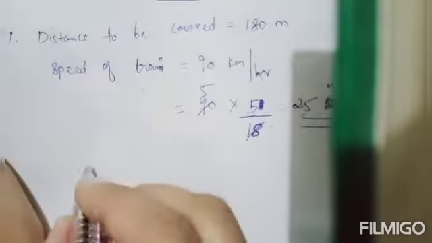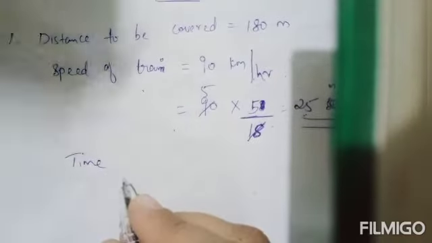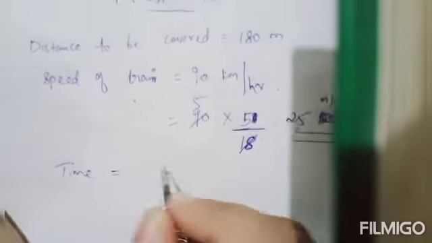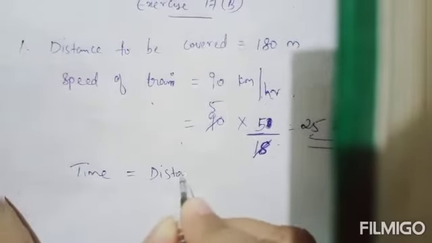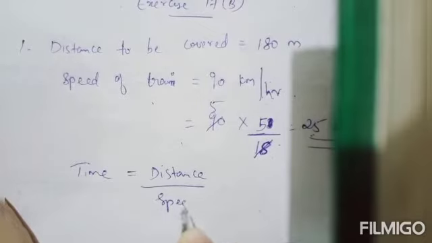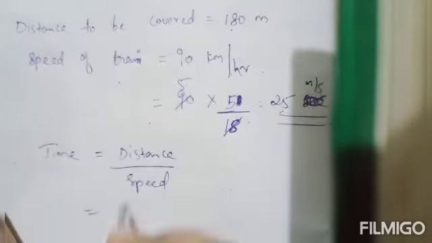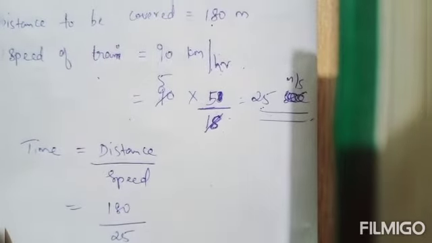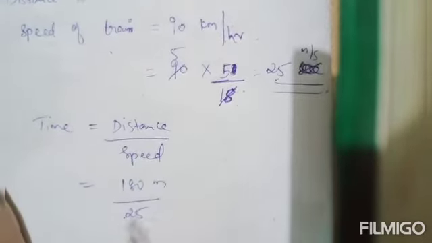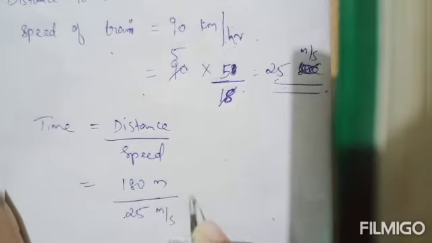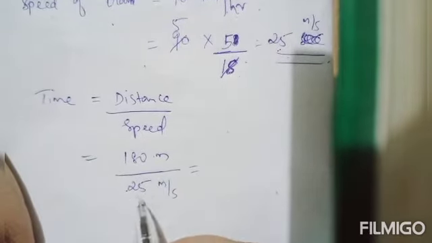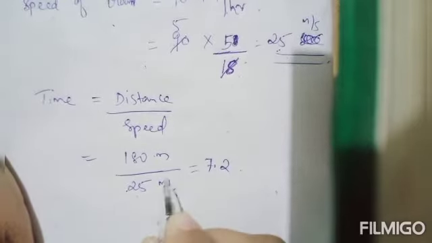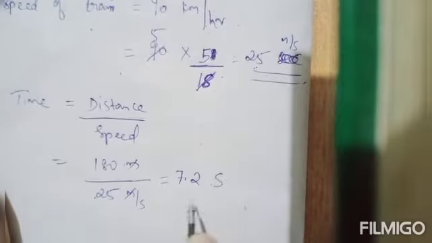Okay, now you can find how long it will take to pass a railway signal, that is the time taken. You need to find it. So what is the formula? Time is equal to distance by speed. Distance here is 180 by speed 25. Okay, 180 here in meter, here 25 meter per second. Okay, 180 you can divide by 25. You will get 7.2. Here meter you can cancel, remaining second.